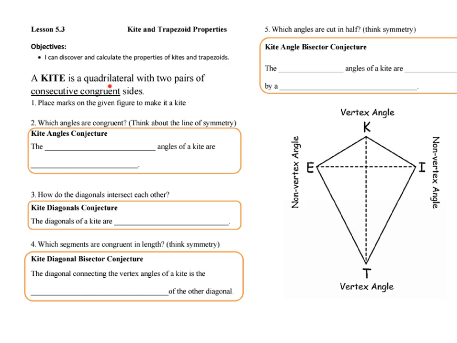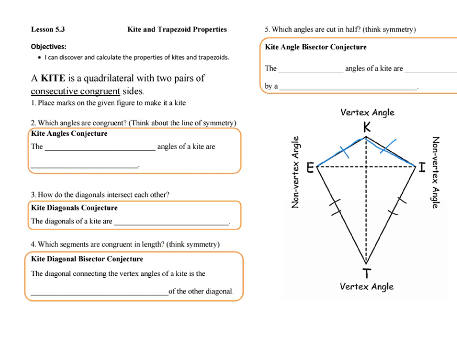A kite is a quadrilateral with two pairs of consecutive congruent sides. Place marks on the given figure to make it a kite. So over here, I would like for you to take a moment and mark this figure with two pairs of consecutive congruent sides. Use hash marks to show that, please. Alright, so I went ahead and marked two pairs of consecutive congruent sides. So these two are congruent and these two are congruent.